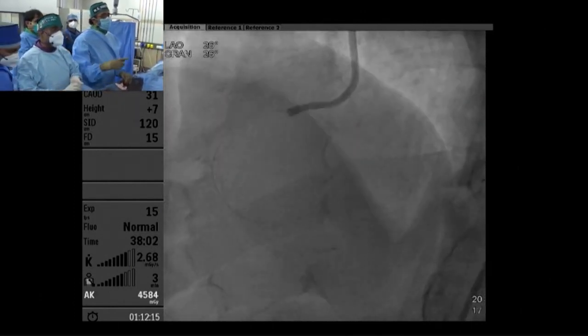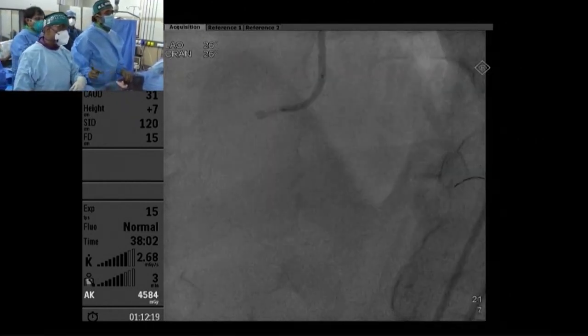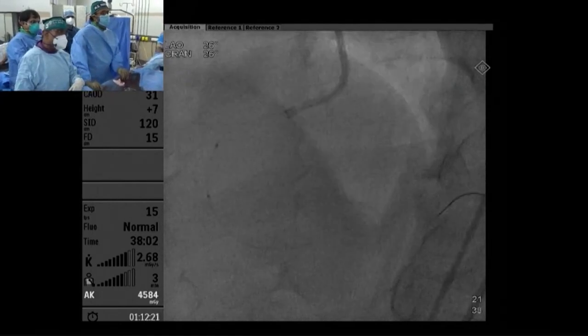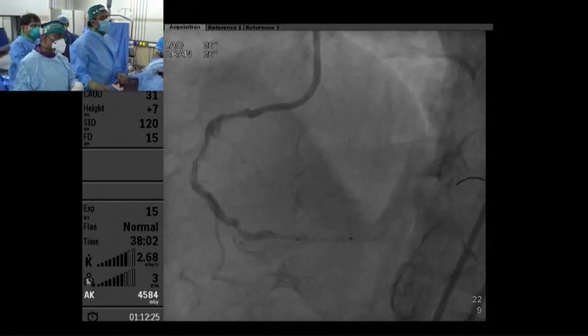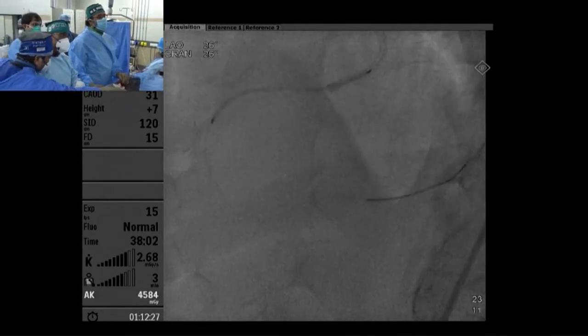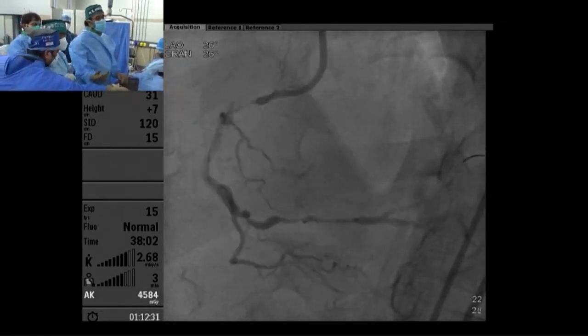We of course needed to dilate the distal part well. Yes. So we are dilating with a 2515 NC balloon on high pressure. Excellent. And Dr. Hiremath, you do a very nice job, definitely perfect.